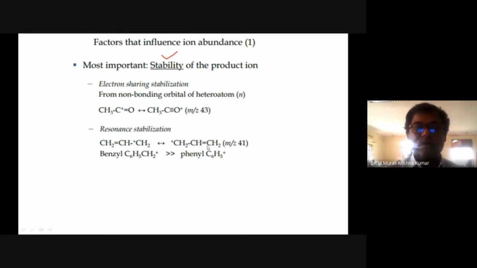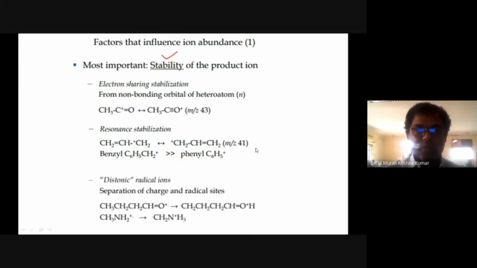So this is the way resonance stabilization can also happen. The third one is distonic or radical ions. Whenever a radical ion is there, here you can see a positive charge on an ion. This is what we call a radical ion. The unpaired electron over here can flow from place to place.